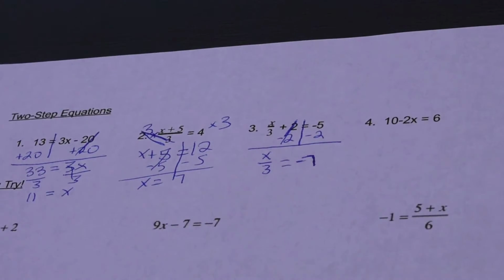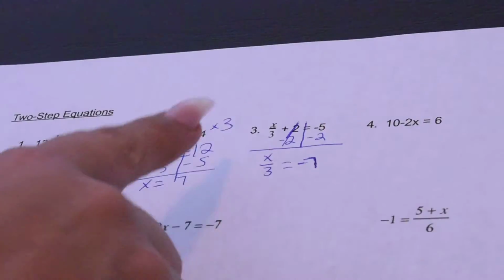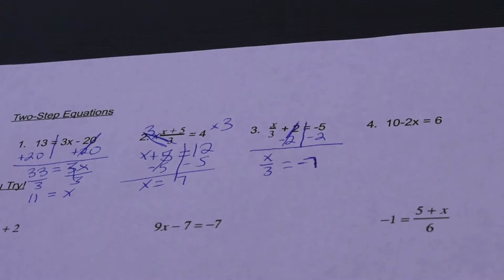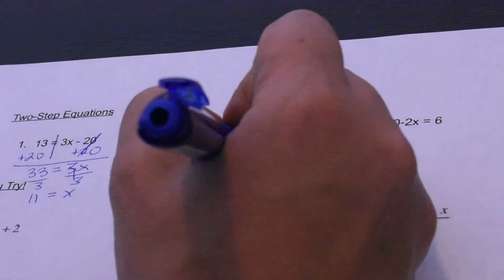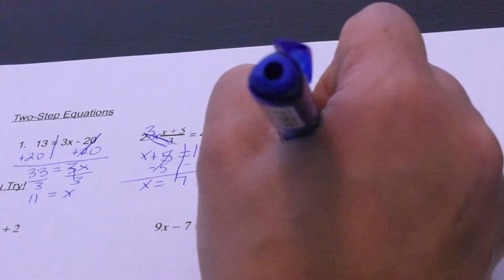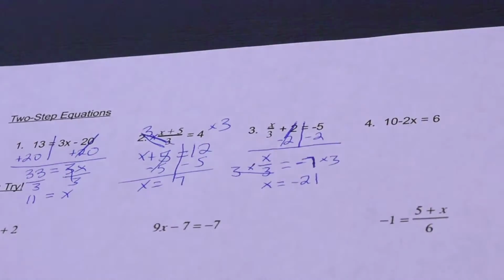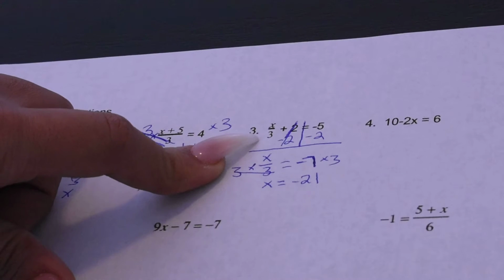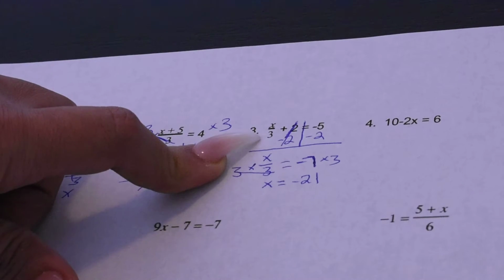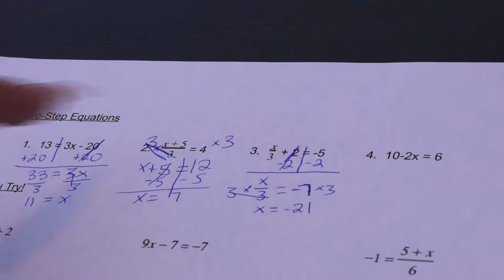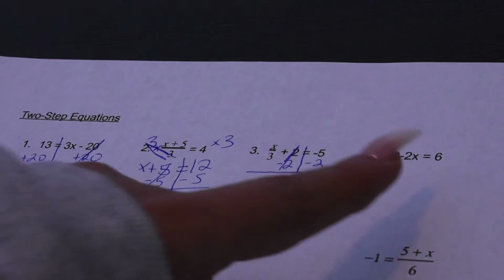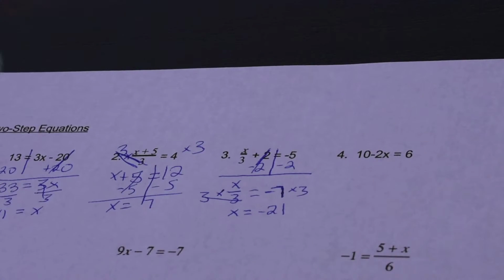All right. Use your calculator. Check me if you want to. So x divided by 3, my last operation I said. So I'm going to do the opposite of that. I'm going to multiply by 3. x equals negative 21. Negative 21 divided by 3, I know is negative 7. Negative 7 plus 2 is negative 5. Cool. Number 4, 10 minus 2x equals 6.